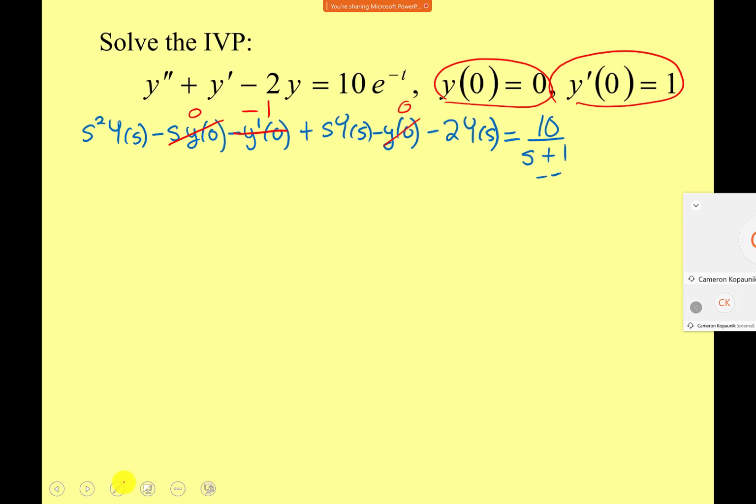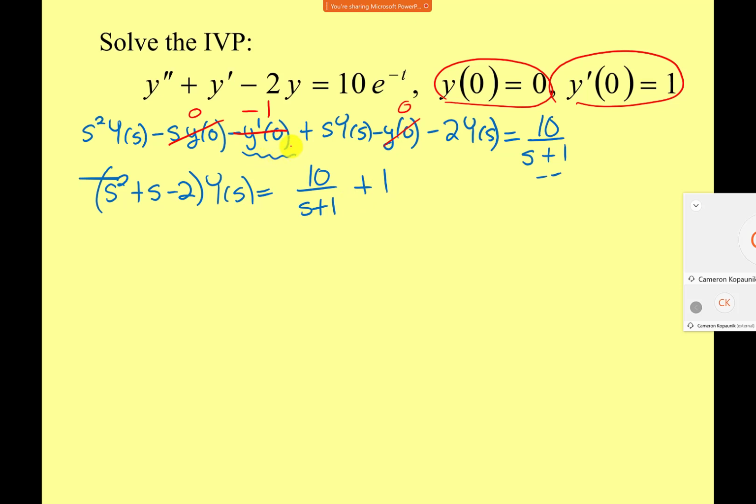So once we have those initial values, I'm going to group the terms that are Y of s terms and factor out the Y of s and move the initial values to the other side. So this is going to be s squared plus s minus 2 on the Y of s piece, and the other side is going to be 10 over s plus 1, and then plus 1 from this initial value here.